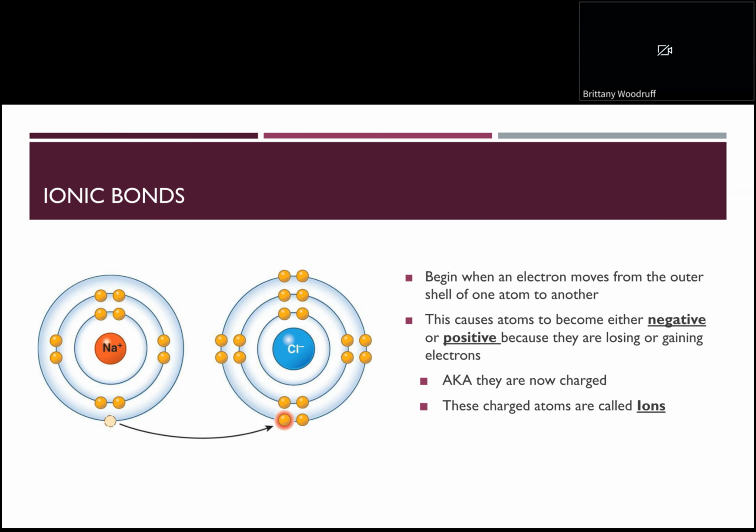Ionic bonds. Ionic bonds happen when an electron is transferred. So that first fill in the blank, write transferred. I just like the word transferred better than moves because everything is moving in your body all the time. So when an electron is transferred from one atom to another, for example, you have sodium, which has 1 electron in its outermost shell. It wants to have 8. Then you have chlorine, which has 7 to start in its outermost shell, but it wants to have 8.